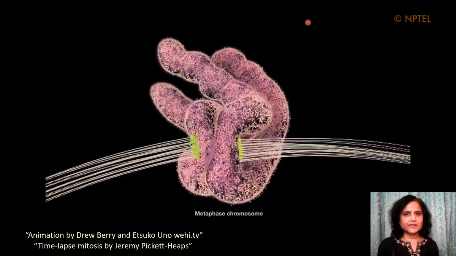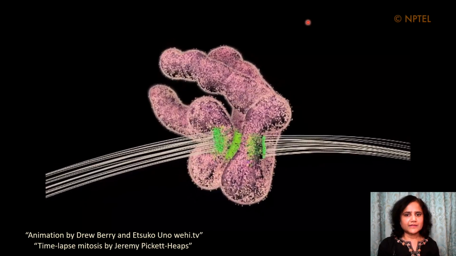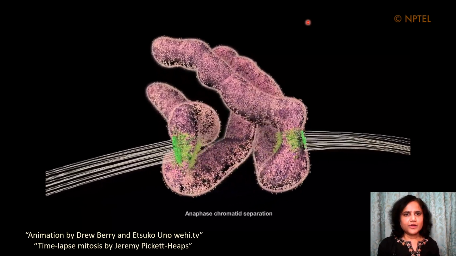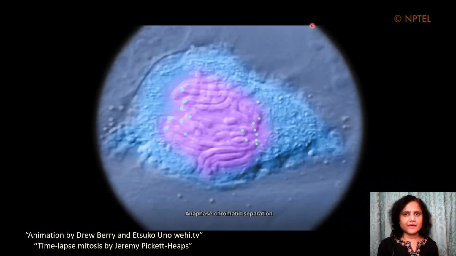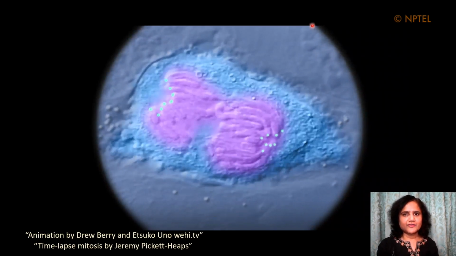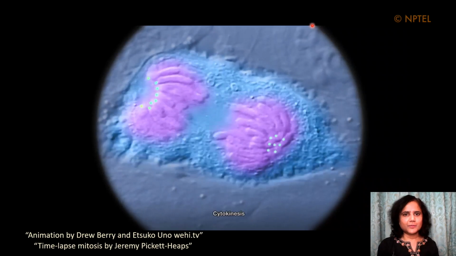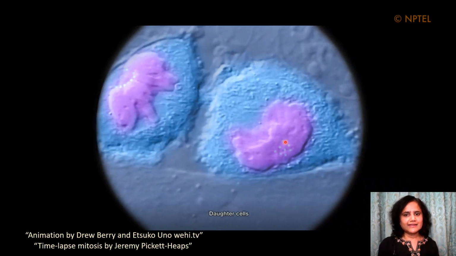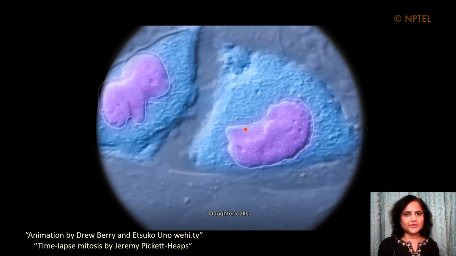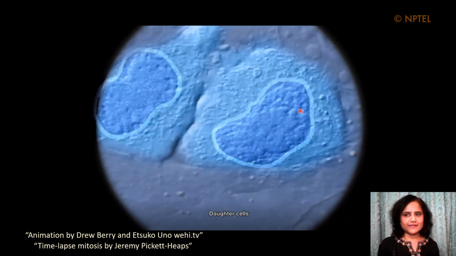The sister chromatids can separate, and they are pulled apart to the opposite poles of the spindle. As you can see here, all the chromosomes have segregated, reached the spindle poles, and this is followed by decondensation and cytokinesis to produce the two daughter sets.